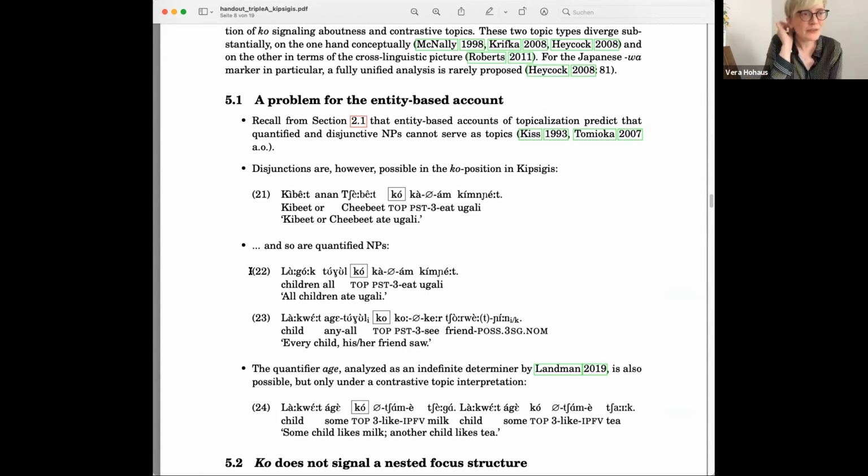If you have time, I would be curious if you've looked at association with focus sensitive particles, right? I think that could constitute another argument against an analysis as focus marking, because then it should be able to associate with exclusives or additive scalar particles and such.